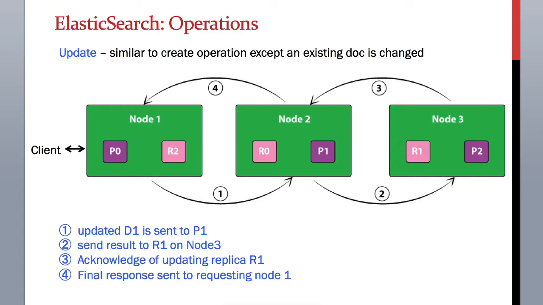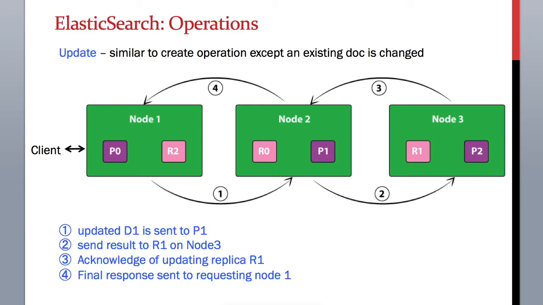First, it will pull that document D1 from P1, update its source content, increment the version by 1, and then whole document is re-indexed within P1. Once this process is successful, Node 2 will send the request to all the replicas of P1. In our cluster, we have one replica of P1 which is located on node 3. So R1 is located on node 3. So node 2 will send the request to node 3.